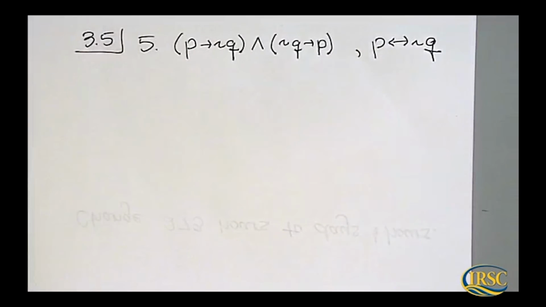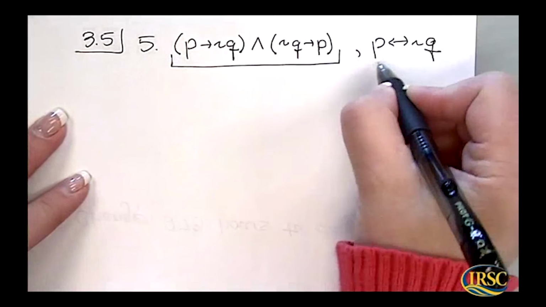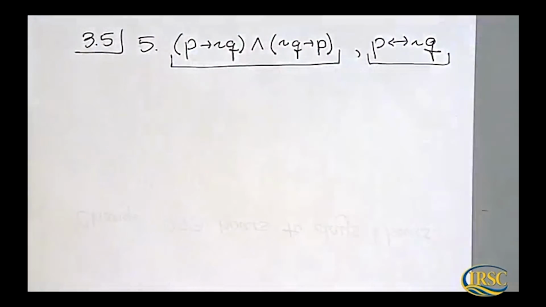Okay, so the directions for number 5 are: use a truth table to determine whether the two statements are equivalent. So they want you to create a truth table for this statement, and then a different truth table for that statement. And we'll know whether these are equivalent if which part is the same? The last column. Okay, so if the last column in each table is the same, then they are equivalent.